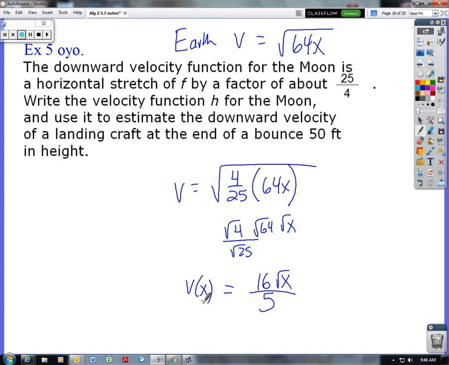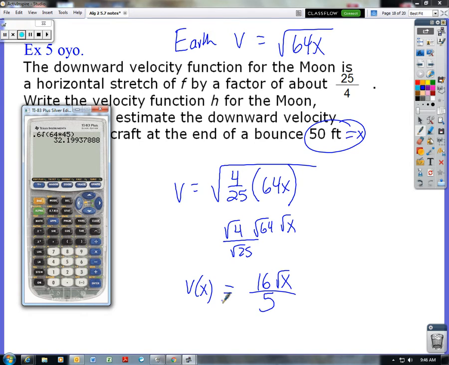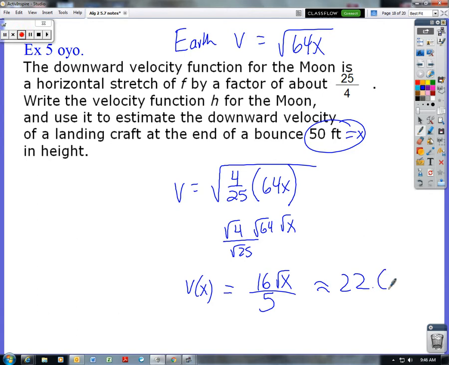Now, we are going to put in, what is it? It does say it bounces 50 feet. So that's our x. So we're going to plug 50 in here and see what we get. 16 times the square root of 50. Hit enter, then divided by 5, enter, 22.6. And we knew that was feet per second, right? So that's your velocity on the moon.